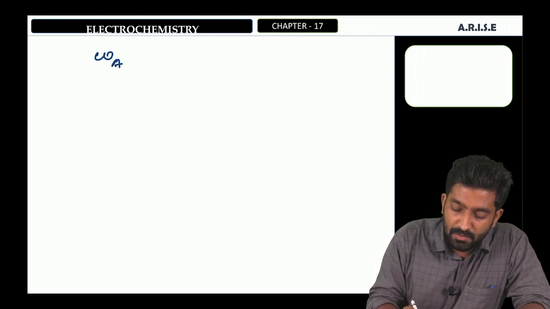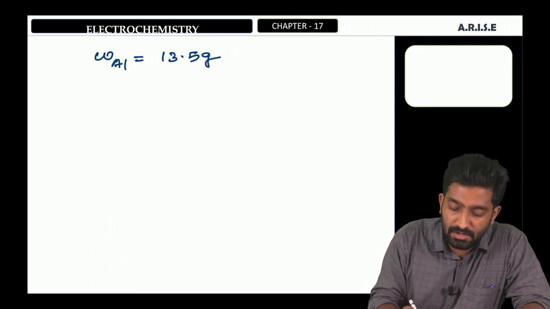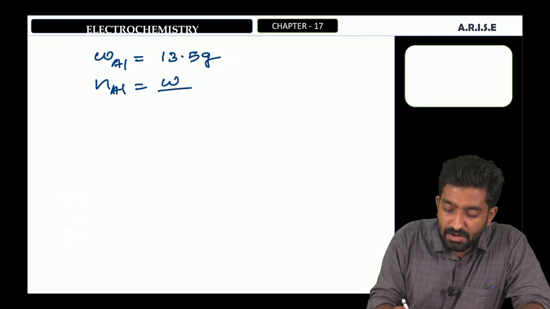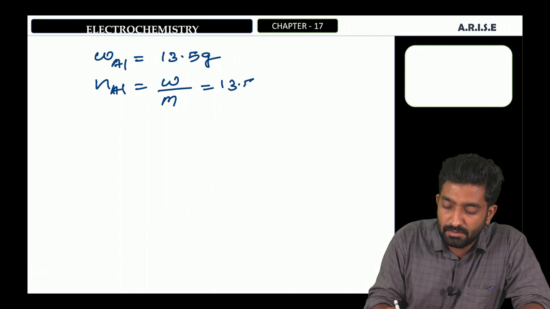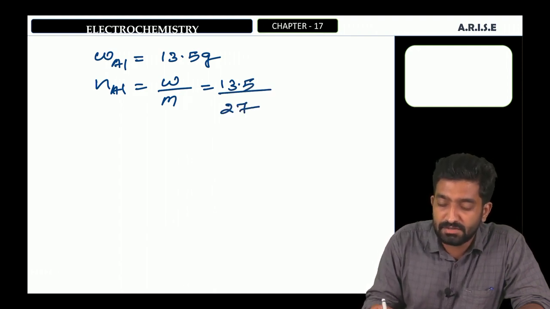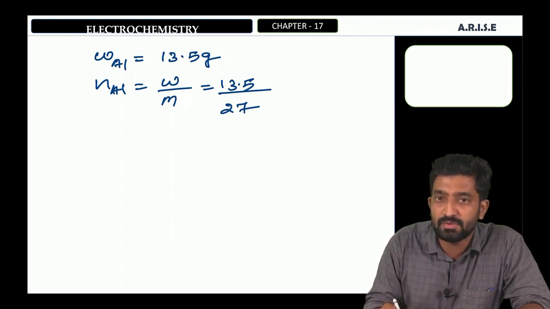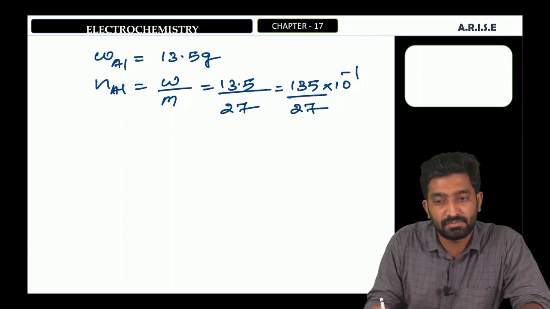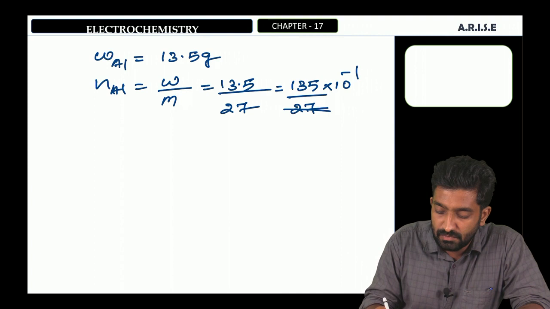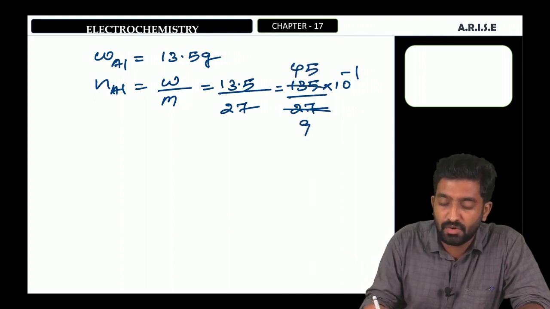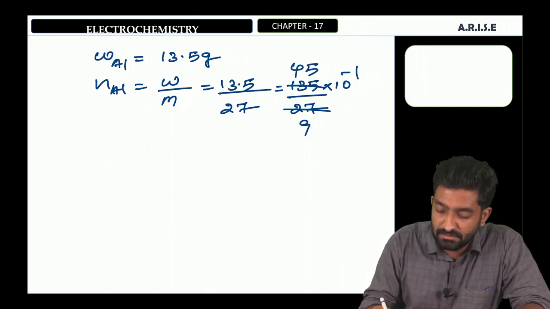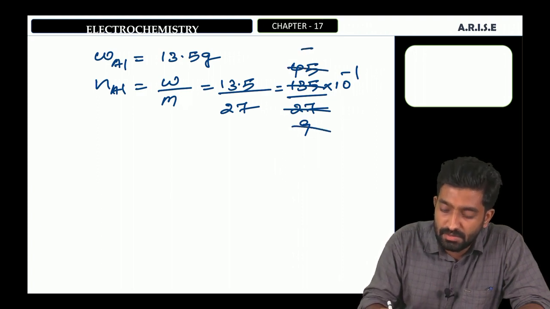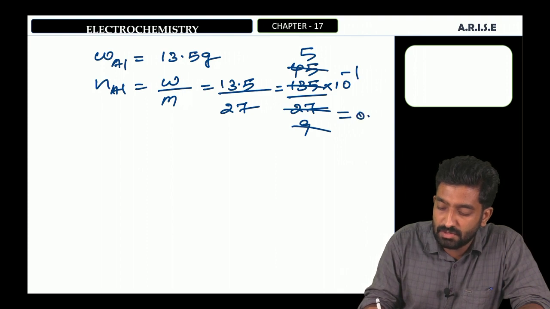That is, the mass of aluminium deposited is 13.5 gram. We can find out the number of moles of aluminium. The formula is given mass divided by molar mass. Given mass 13.5, aluminium molar mass 27. Aluminium is a monoatomic molecule. That is, one molecule of aluminium contains one atom. Therefore, atomic mass of aluminium will be equal to the molecular mass. Then 135 divided by 27. We can write 135 into 10 raised to minus 1 divided by 27. Okay. We can cancel 27 and 135. Then we will get 5 into 10 raised to minus 1, that is 0.5.